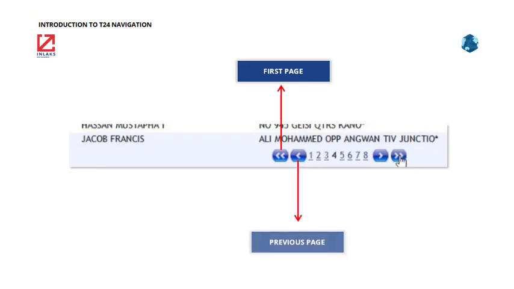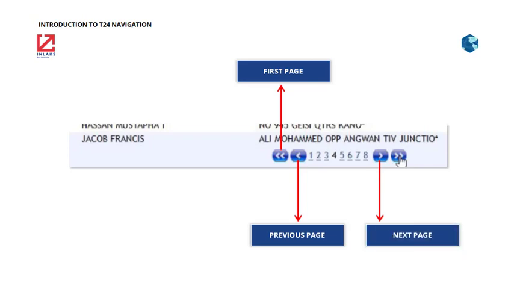Next is the previous page button. It is used to search for the previous page result. Then we have the next page button. And finally, we have the last page button. This is used to navigate to the last page of the search result.